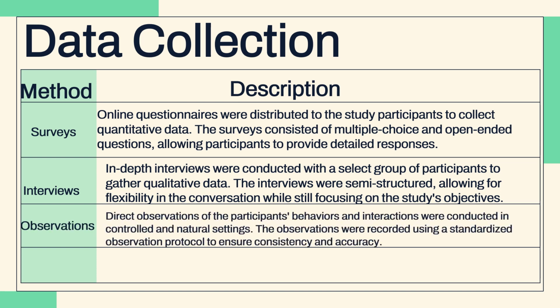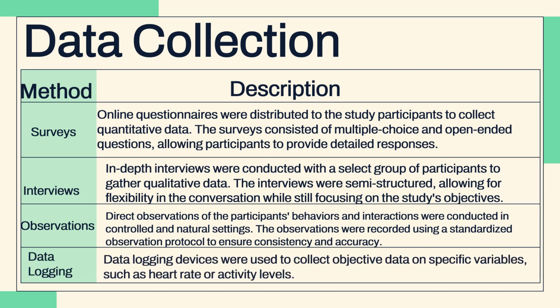Observations. Direct observations of the participants' behaviors and interactions were conducted in controlled and natural settings. The observations were recorded using a standardized observation protocol to ensure consistency and accuracy. Data logging devices were used to collect objective data on specific variables, such as heart rate or activity levels. These devices were worn by the participants throughout the study period and automatically recorded the relevant data.